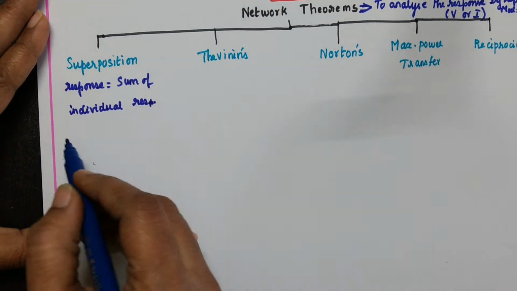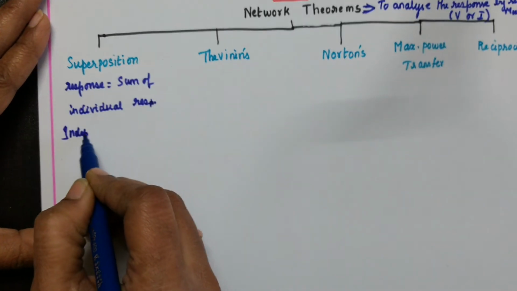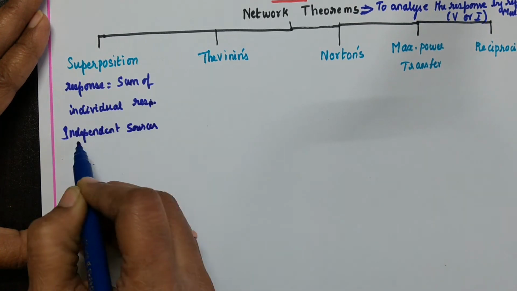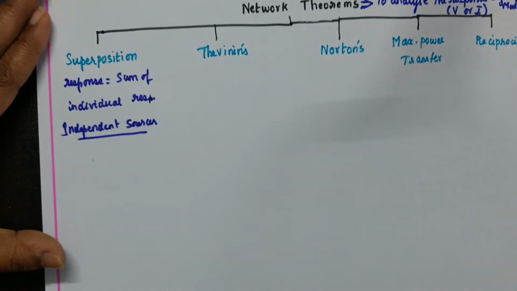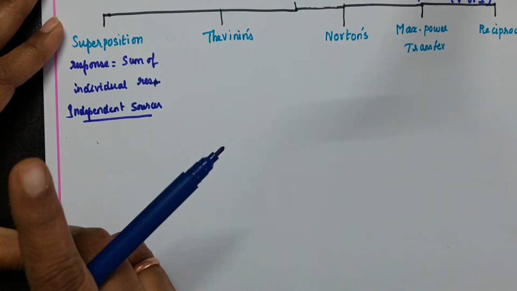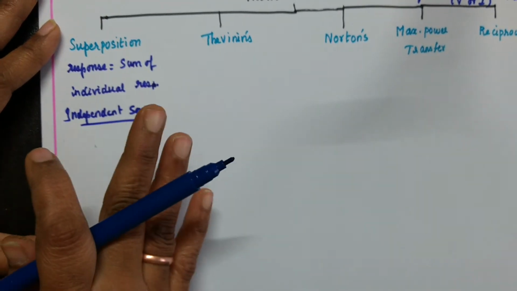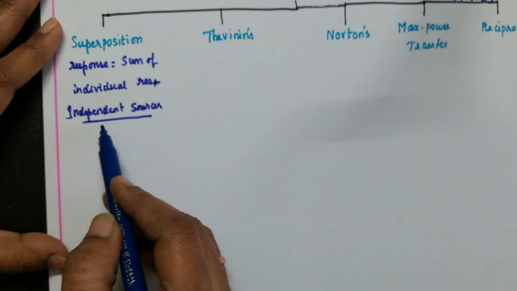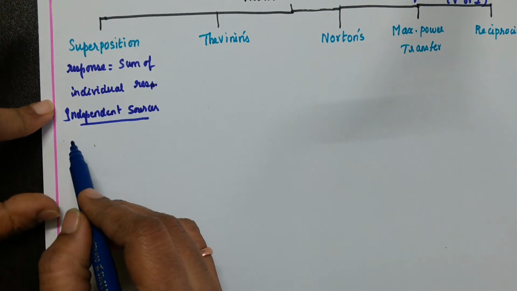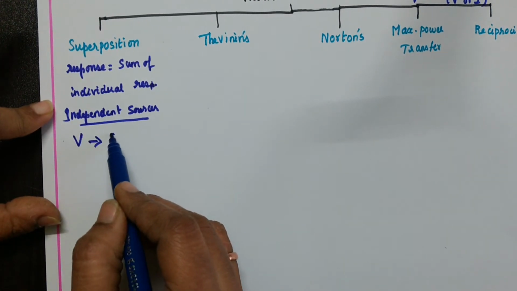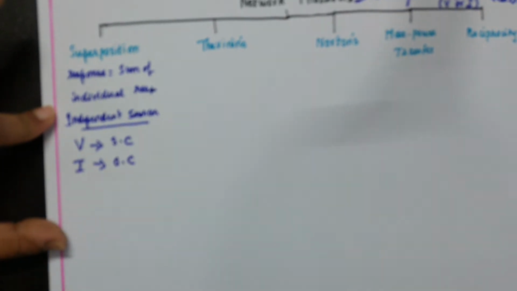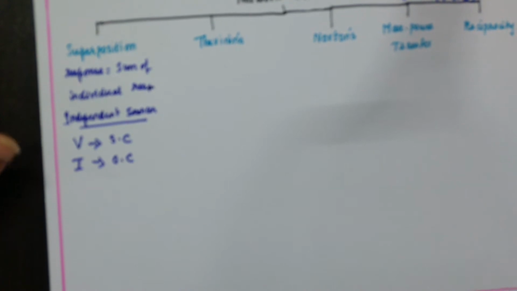Here, for a circuit which contains only independent sources, we can find the response. Individual response means only one source is applied and we find the response. If a network contains independent sources alone, we can short circuit the voltage sources other than one source, and open circuit the current sources other than one source, and find the individual response.